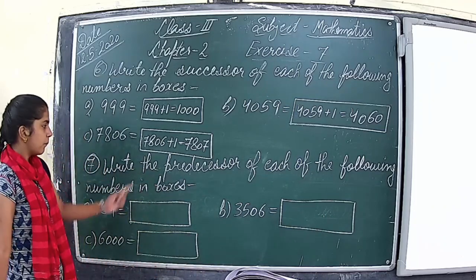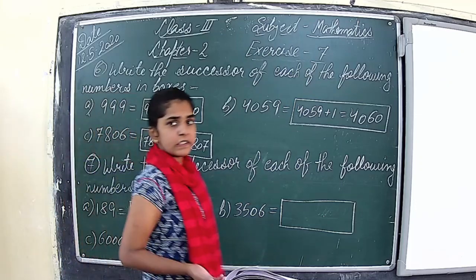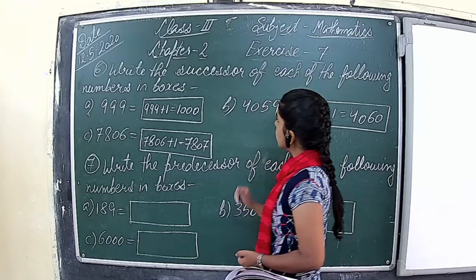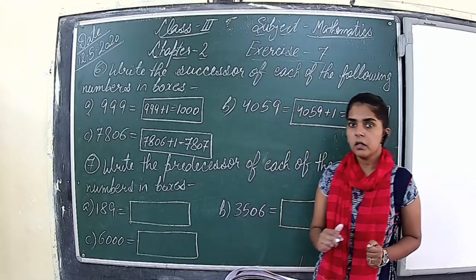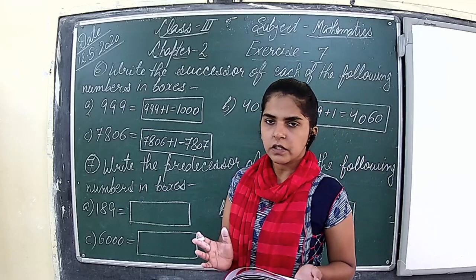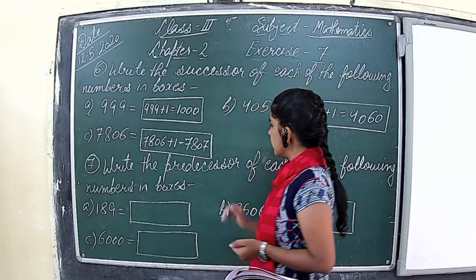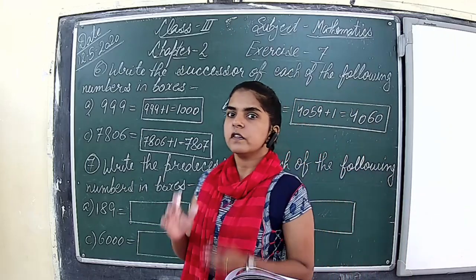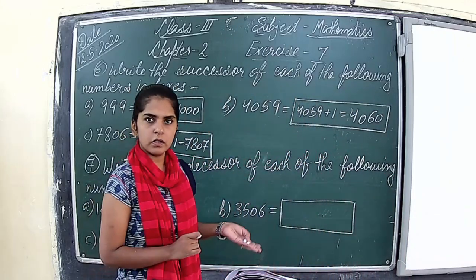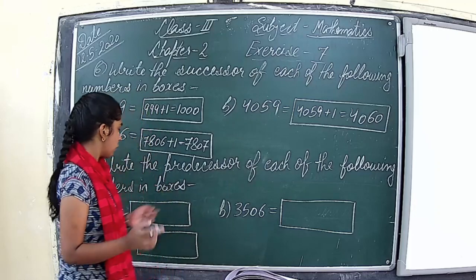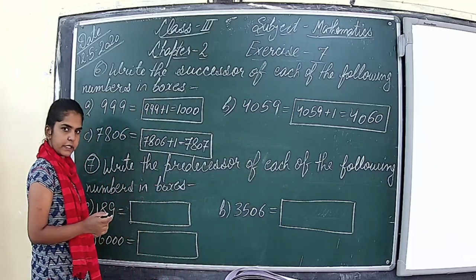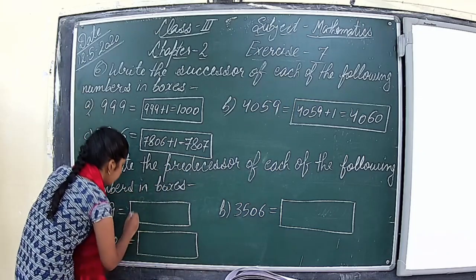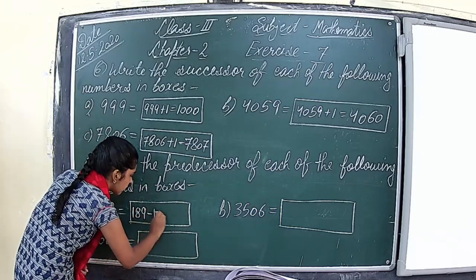Okay, predecessor here, predecessor we want to find. When we wanted to find the successor of a given number, we used to add 1 to the given number, right? Similarly, if we want to find the predecessor of a number, what will we do? We will subtract 1 from the given number. Like here, 189 is there. So what will we do to find the predecessor?